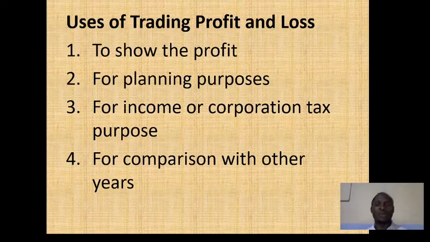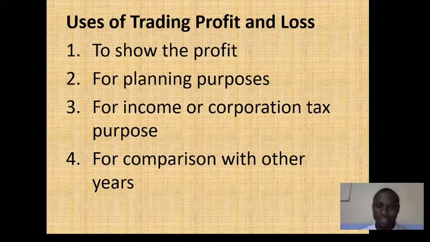And then for income or corporation tax purpose, you have some government agencies, they are into tax collection. So by the time they visit, one of the ways they can tell the progress of your business or to know if you are making profit or not is through this account. So you can easily refer to them, and then it enables them to know how they are going to tax your business.